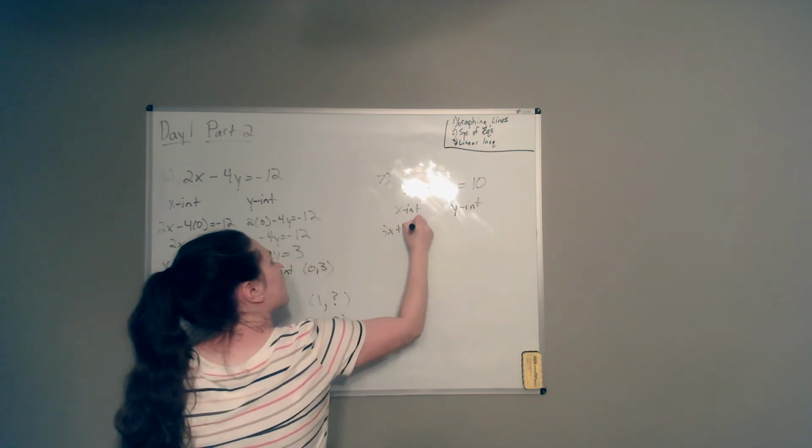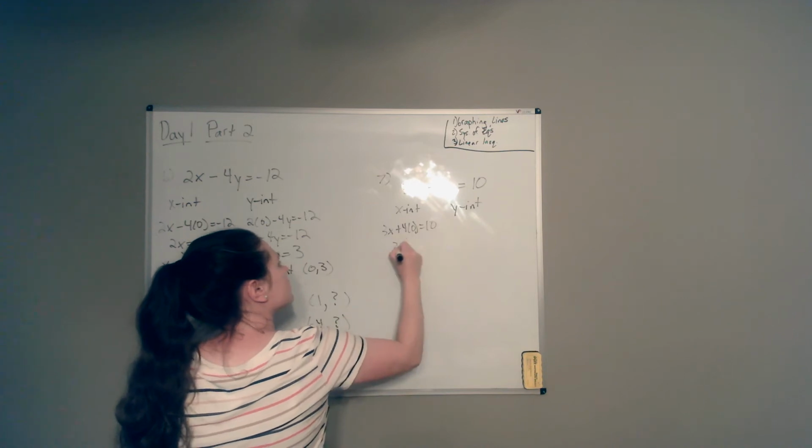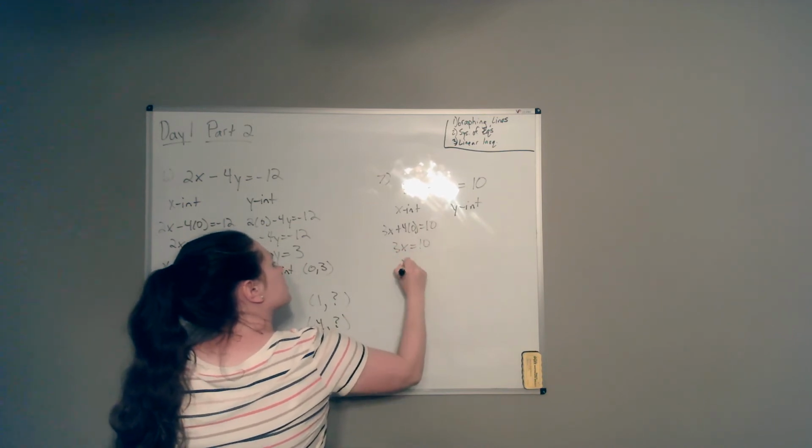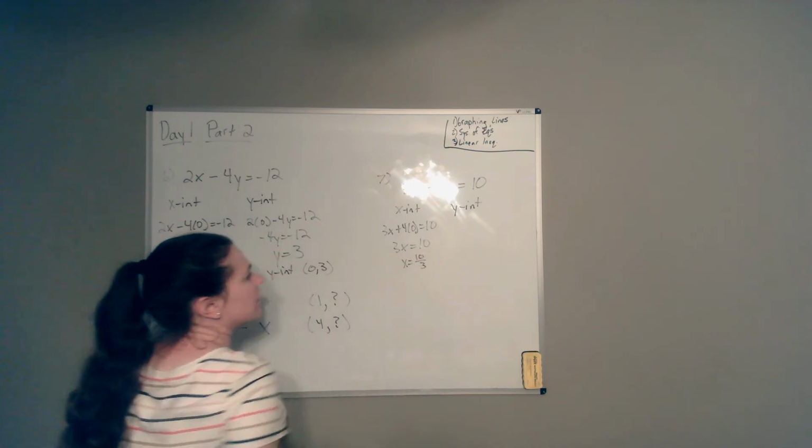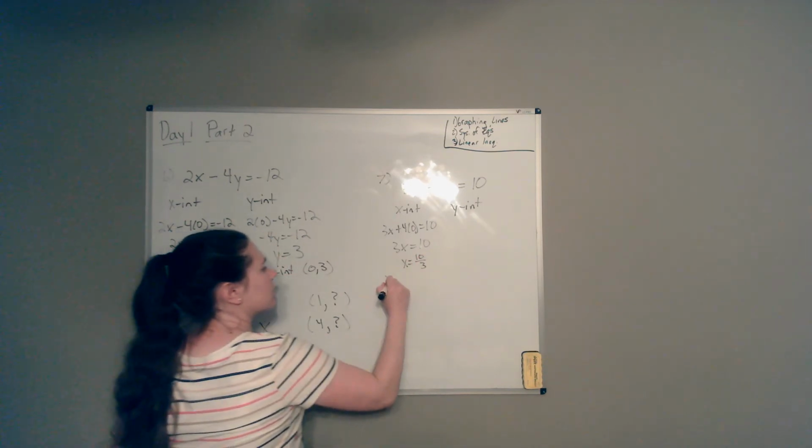3x plus 4 times 0 equals 10. 3x equals 10. X equals 10/3. So we just have a fractional x-intercept. That's fine.